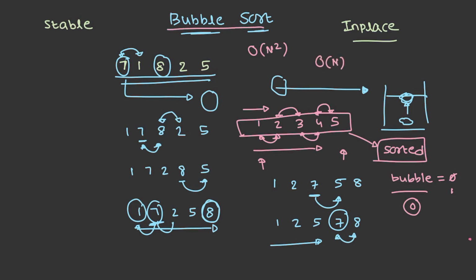So bubble sort has a best case complexity of order of n, and in some cases the complexity turns out to be order of n square. It is also an in-place sorting algorithm as we do not require any extra space. It is also called a stable sorting algorithm.